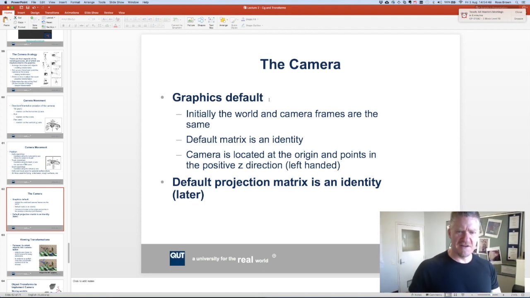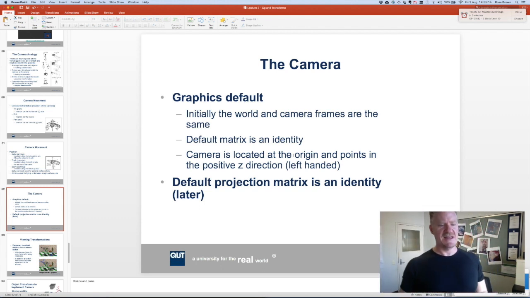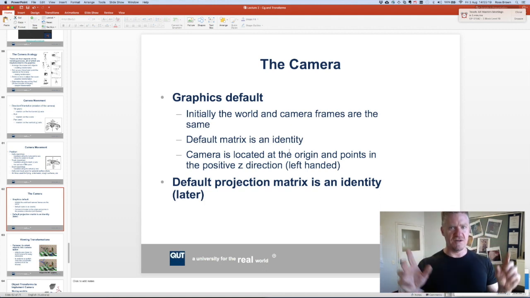So the camera, graphically, the world and the camera frames are the same. So the default matrix is an identity. That means, effectively, that the middle of your screen, accounting for the viewpoint transform, is the z-axis into your world. And the camera is located at the origin, so it's sitting at 0 and points in the positive Z direction. So that means if you just position your objects' vertices in the right spots, they will appear in the correct location for you to play with.